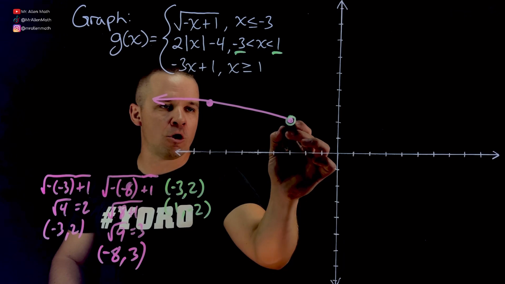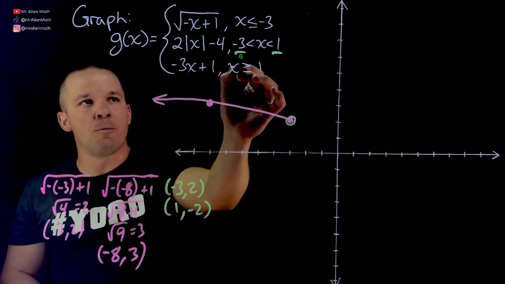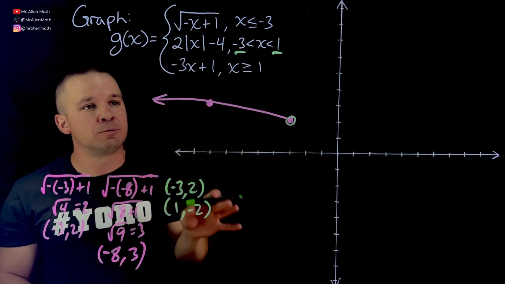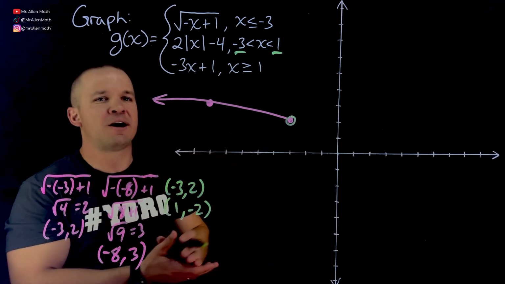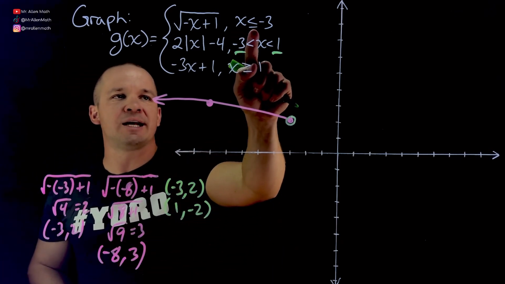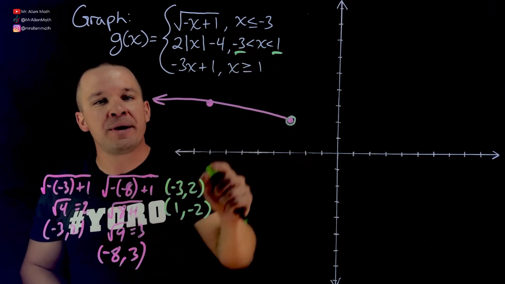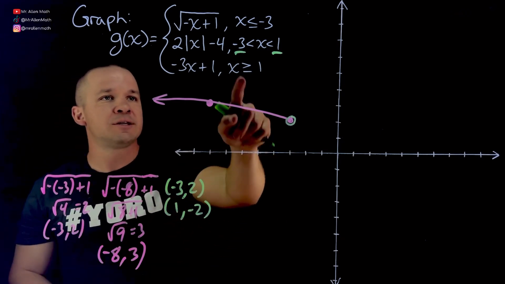I'm just going to put a little open circle there, because that one would have been open. This guy was closed because it was equal to. I forgot to specify and stress that. Because x is less than or equal to -3, the pink one there was closed. This guy would have been open.